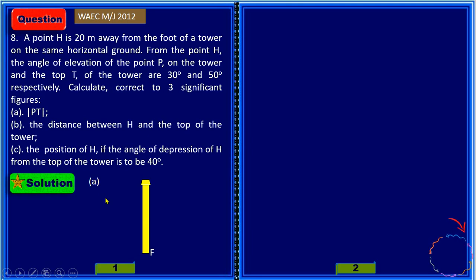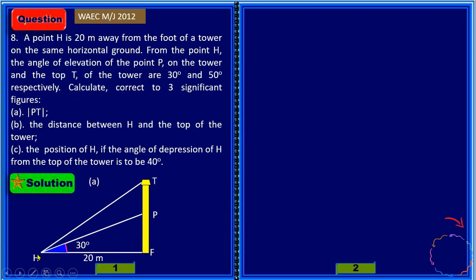This is the tower, this is the foot of the tower, and this is the point H, 20 meters from the foot of the tower. Now, from the point H to the point P, the angle of elevation is 30 degrees, while from H to the top, the angle of elevation is 50 degrees. We are going to find PT. So the PT is being highlighted, and that's what you want to find.